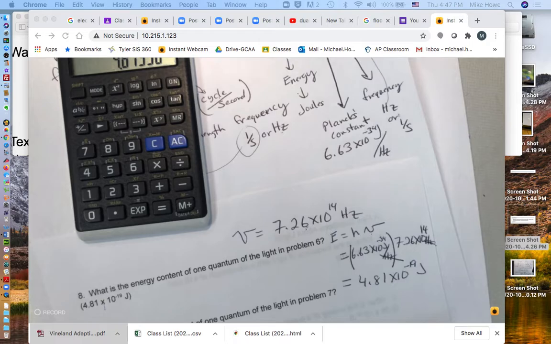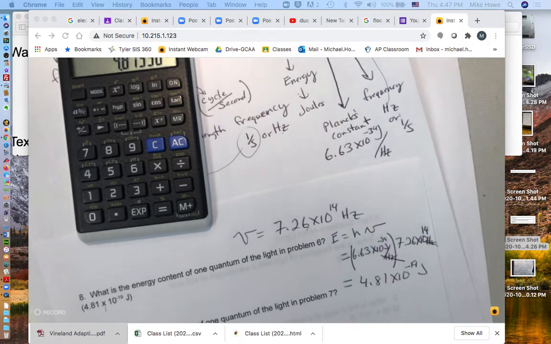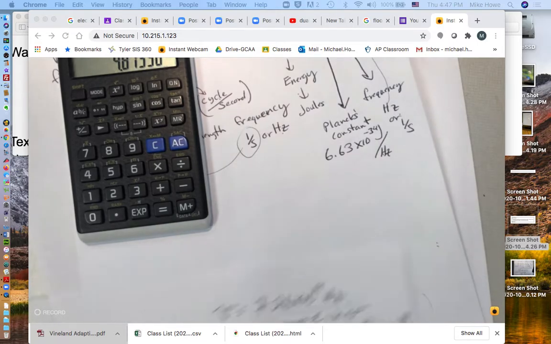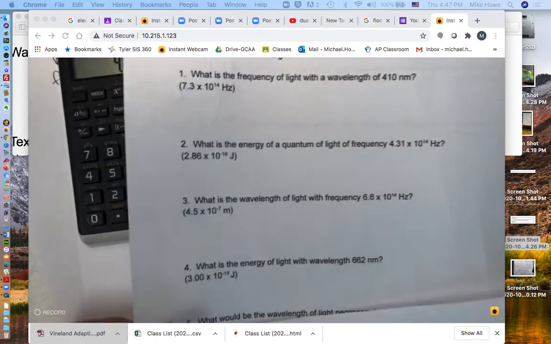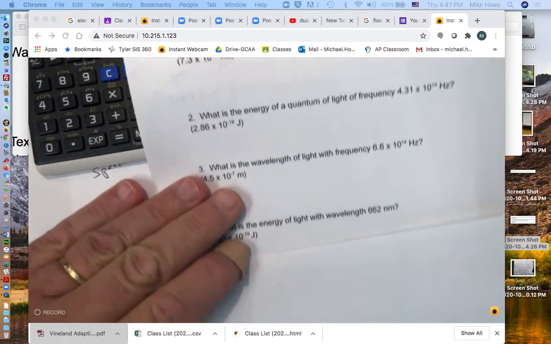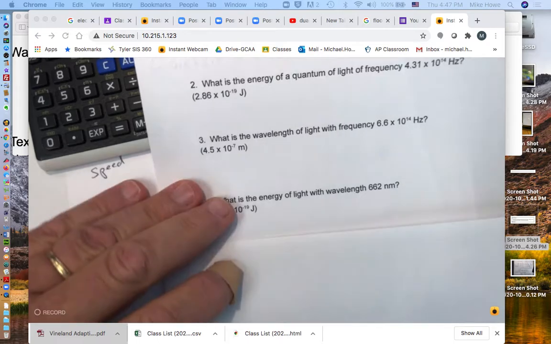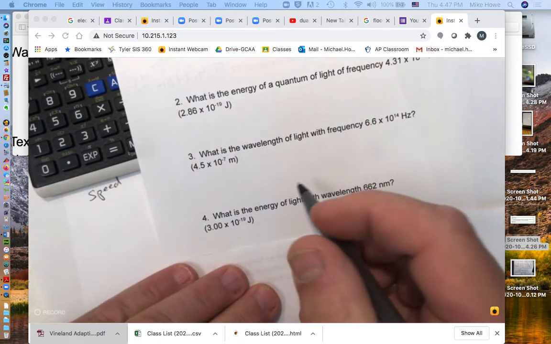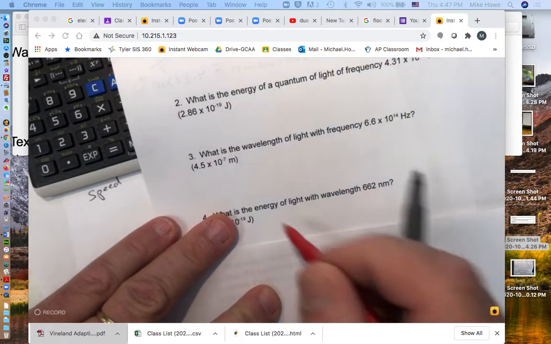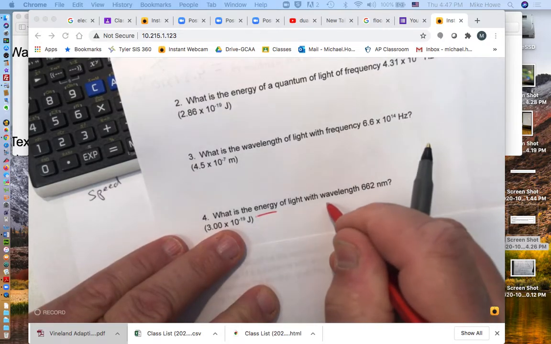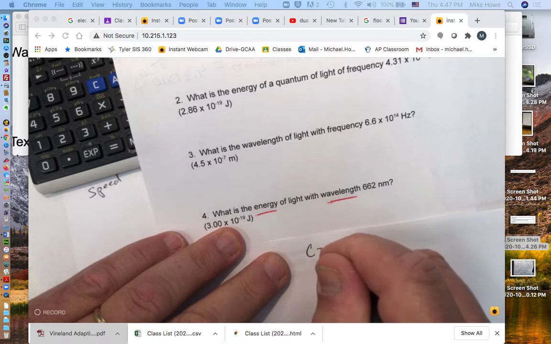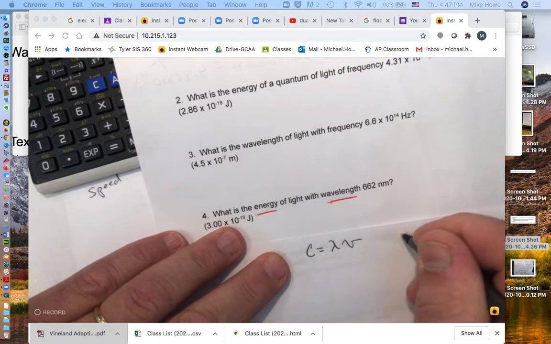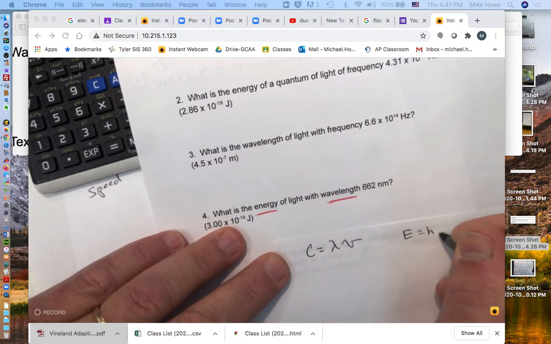All right, so now I want to take a look at number 4. I'm not going to do number 4, but I'm going to talk you through number 4. So in this problem, we're looking for energy. So the problem says, what is the energy? And we're given a wavelength. The two equations are c is equal to wavelength times frequency, and energy is equal to h times frequency.